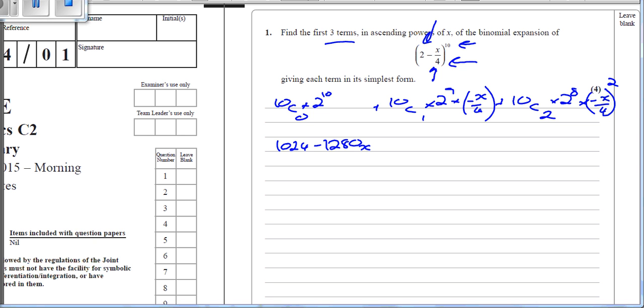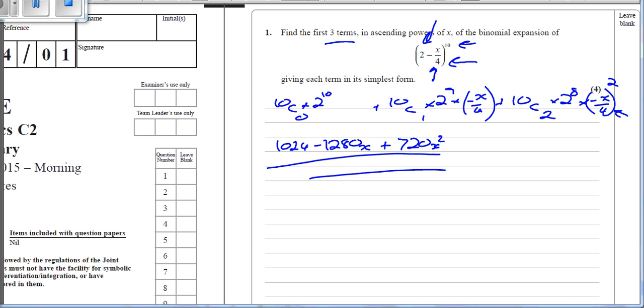So the next one we have a look at the sign, and we've got a minus sign in there, but it's squared, so that's going to make it positive. So it's going to be 10 choose 2 times by 2 to the power of 8, and then the 4 on the bottom is going to be 4 squared, so we're going to divide it by 4 squared. That's going to give us 720x squared. So that's the solution to this question here.